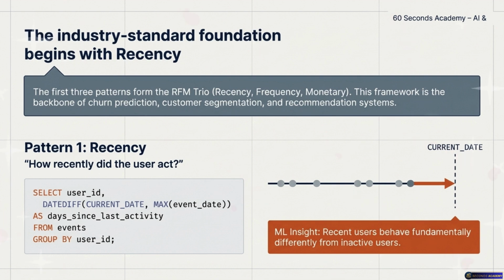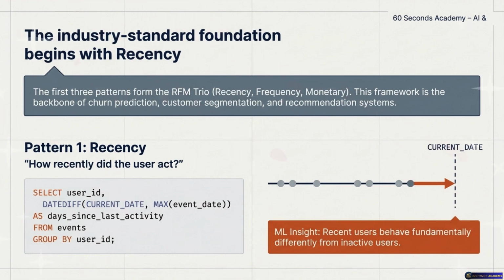Let's break those down. So pattern 1 is recency. The core question is simply, how recently did the user act? And if you are writing the SQL for this, the translation is usually a function like DATEDIFF. You're taking today's date and subtracting the exact date of the user's last logged activity.